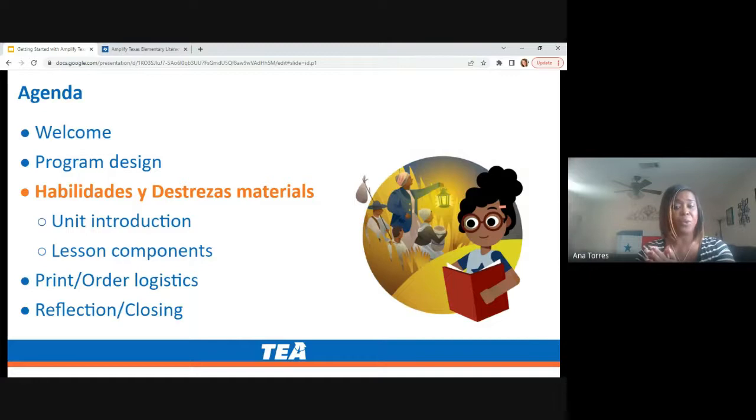And so now what we want to do is give you a better understanding of the why behind the skills strand approach. Let's take a sneak peek at the skills unit 1 teacher guide. So this is meant to give you just a brief overview of your teacher guide, which is going to focus on the unit introduction and the lesson components.